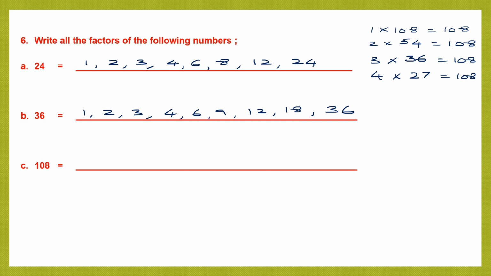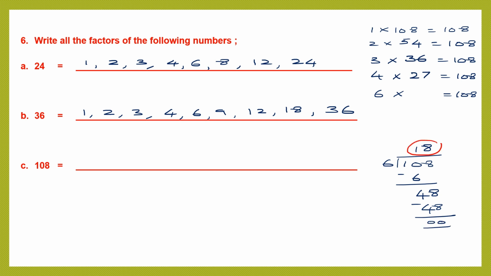Let's try 6. 6 into what will give us 108? Is it possible? Let's see. 108 divided by 6. 10, let's take 6 ones are 6. 10 minus 6 is 4. Bring down 8, 48. 6 eights are 48 minus 0. So what do we have here? We have 18. That means 6 into 18 is 108.